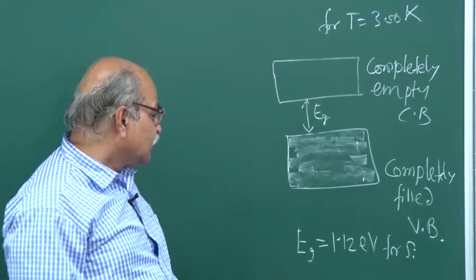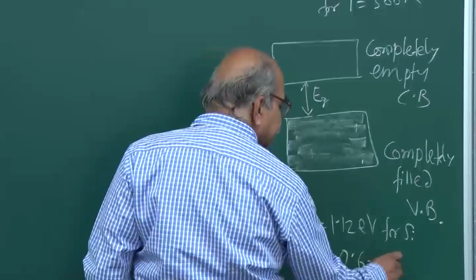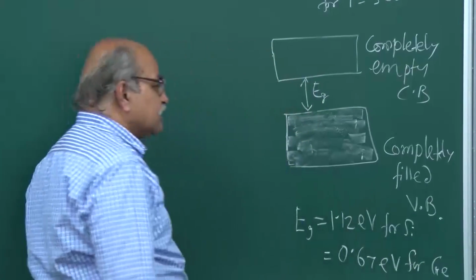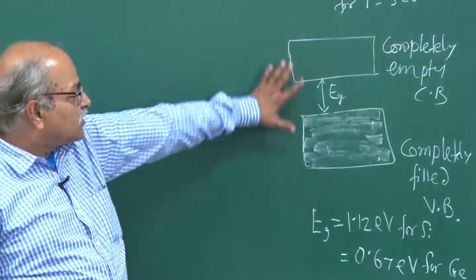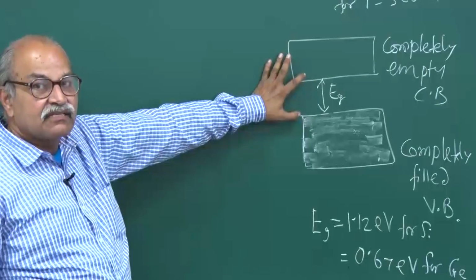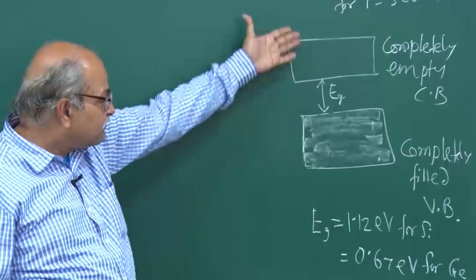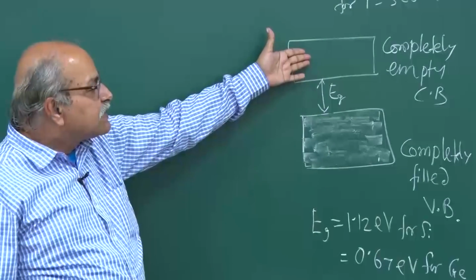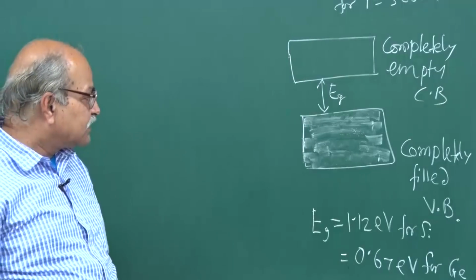For germanium, this will be something like 0.67 eV or so. Other semiconductors will have their own gap. For insulators, the structure remains the same, only this gap is very large, say 3, 4, 5, 6 electron volts, and for conductors you do not have this structure. There the conduction band is not completely empty at low temperature also, so we talked about all these things.